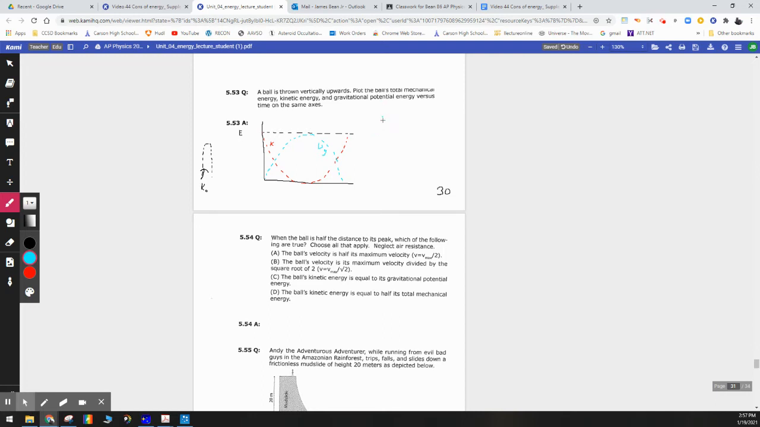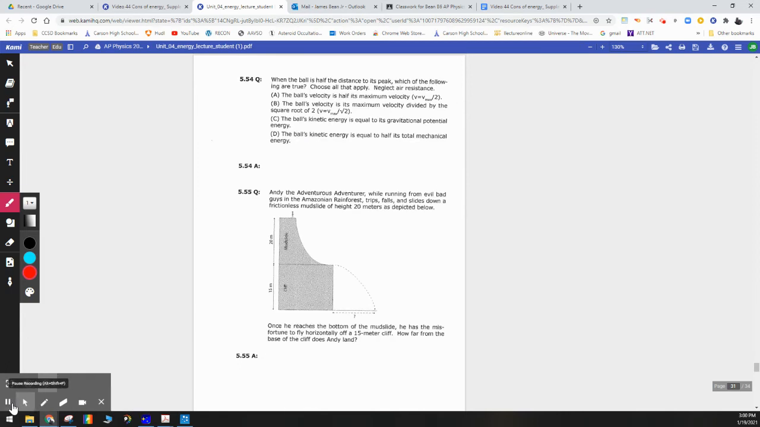Well, the main reason is that, let me go ahead and use red here. Kinetic energy, right? Kinetic energy is 1/2 mv squared. So this is a squared term. It's a squared term. So it's not linear. It's parabolic, or it's quadratic. You go ahead and hit pause. All right, so we'll go ahead and let you work on 5.54.